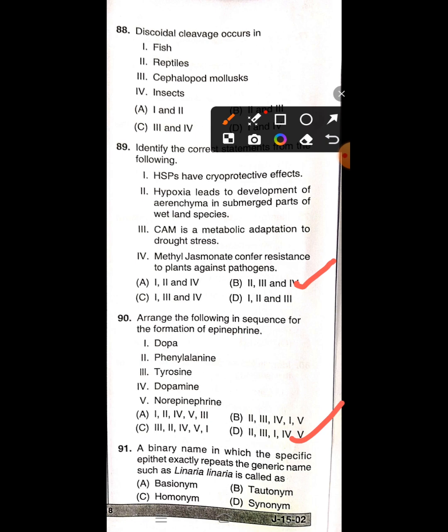A binary name in which the specific epithet exactly repeats the generic name, such as Linearia linearia, is called. Options are given: basionym, tautonym, homonym, synonym. For this, the correct answer is tautonym. Let's see the next question.